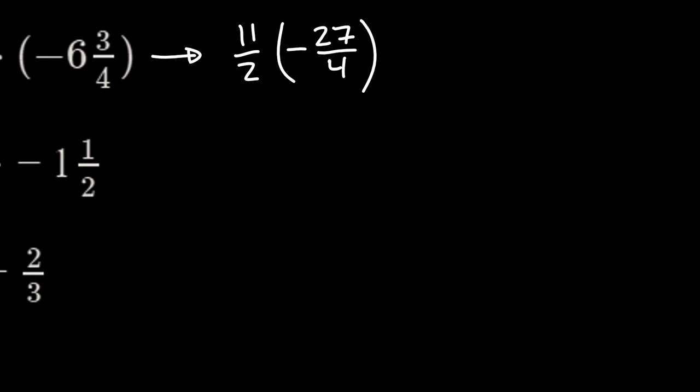factors here. I mean, the number 27 is 3 times 3 times 3. 3 times 3 is 9, times 3 is 27.